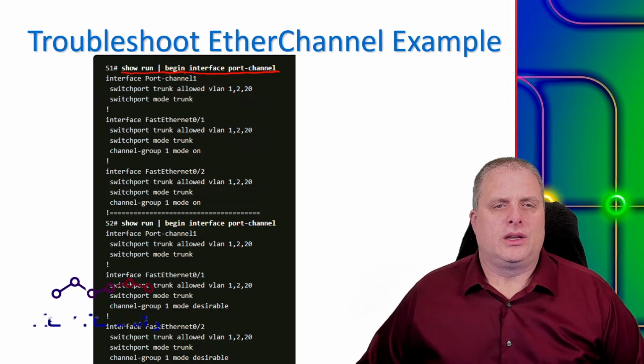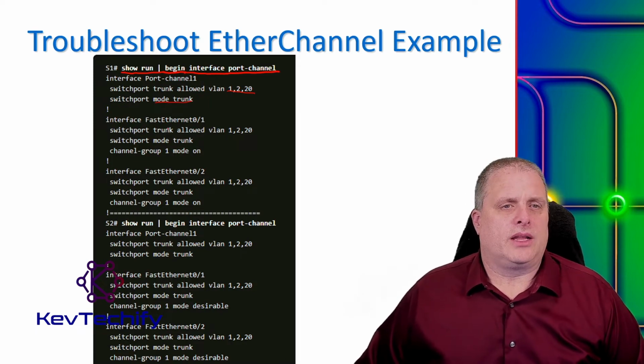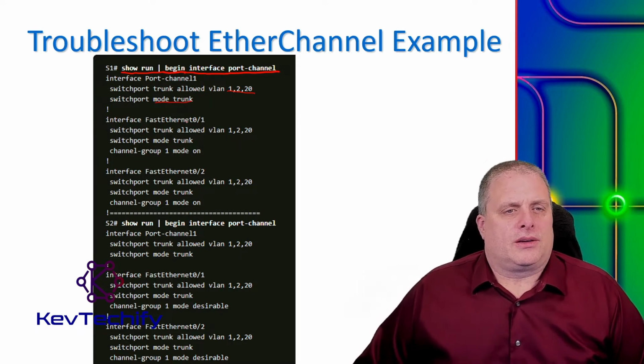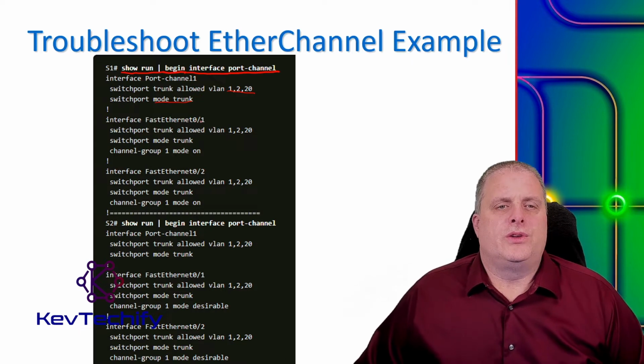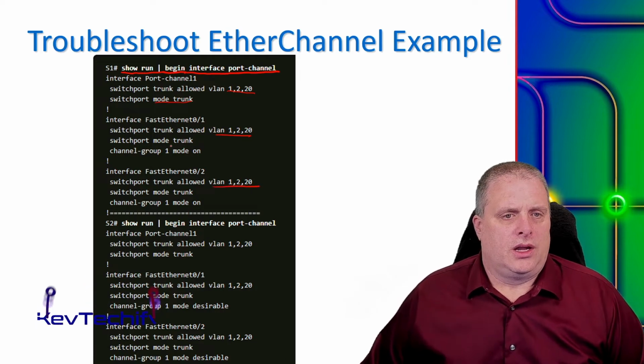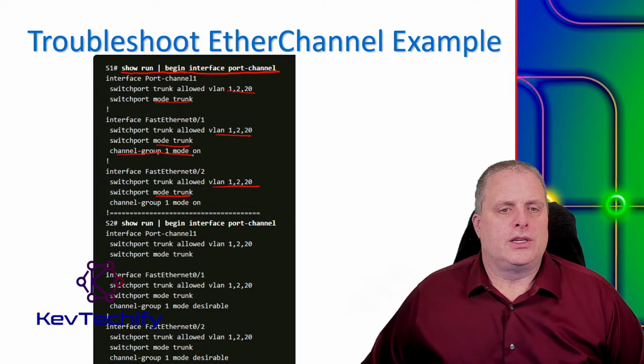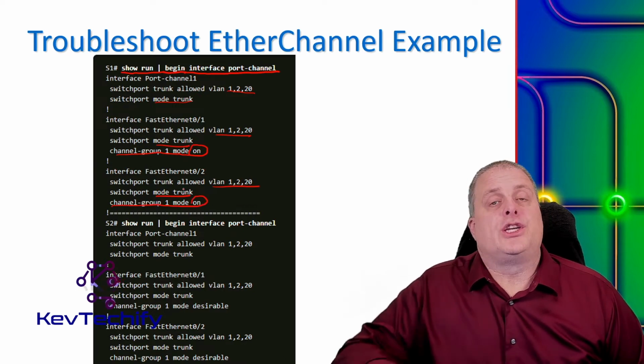Trunk allowed, and it lists our VLANs 1, 2, and 20, and we're in a mode trunk. Okay, so that looks pretty good. Our Ethernet ports, once again, we're using Fast Ethernet 1 and 2. We're allowing the correct VLANs. That looks good. They are mode trunk. That looks good. And then our channel group 1 is mode on. Now, this all looks good on this side. We have to check the other side.